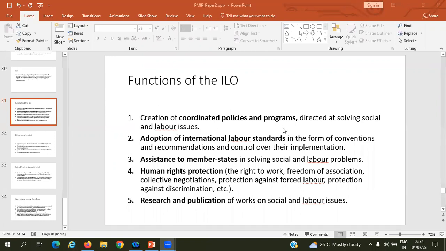What were we discussing? The functions of ILO. What ILO does, what are the different functions, the different roles of ILO.